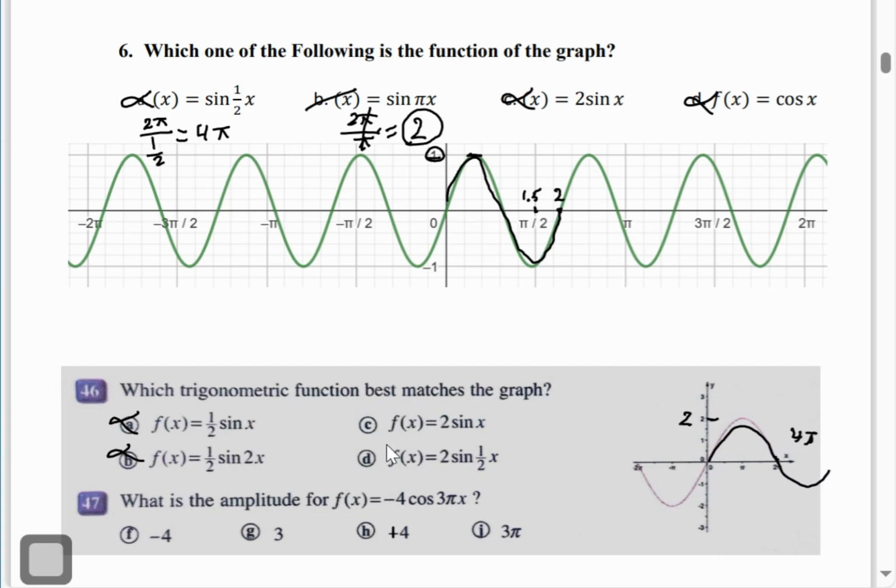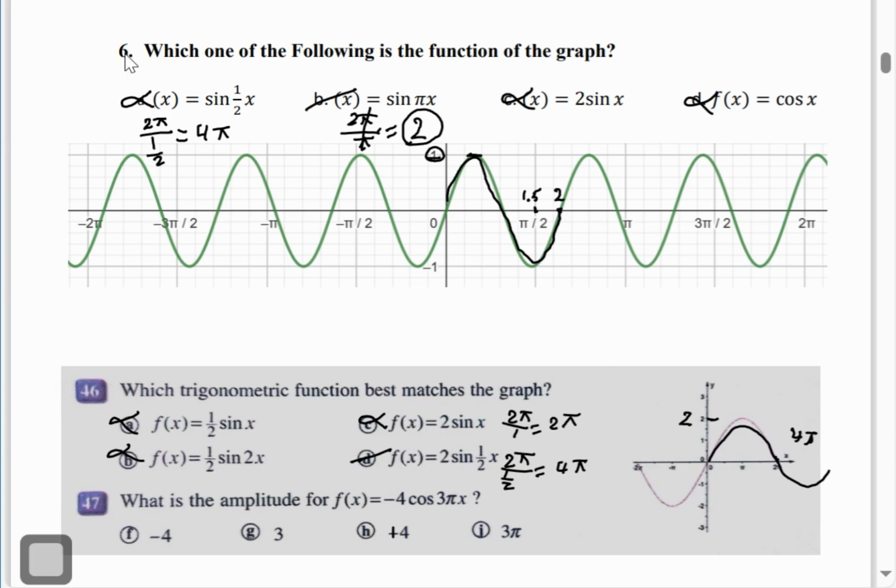Now we are going to find the period of these two functions. The period of this one will be 2 pi over 1, which is 2 pi. So branch C is not true. It must be D. Let's find out why. 2 pi over 1 over 2 equals 4 pi. So branch D is the true answer.